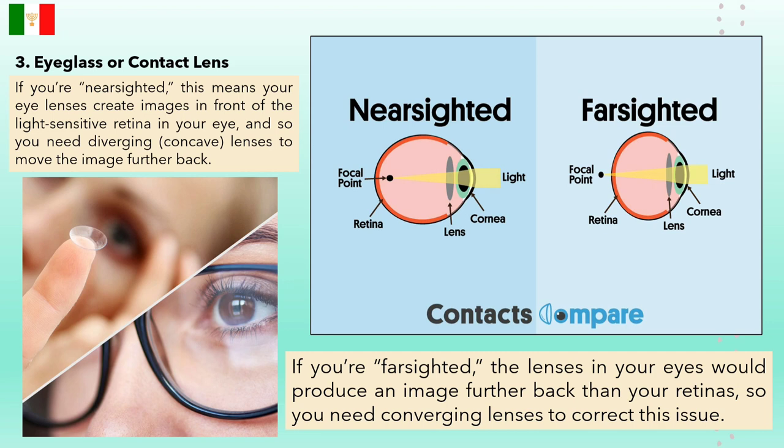If you are farsighted, the lenses in your eyes would produce an image further back than your retinas. So you need converging lenses to correct this issue. Farsightedness or hyperopia is a common vision condition in which you can see distant objects clearly, but objects nearby may be blurry. The degree of your farsightedness influences your focusing ability. Both contact lenses and eyeglasses correct this in the same way, by adding an additional corrective lens to make the effective focal length of your eye match the distance to your retina.